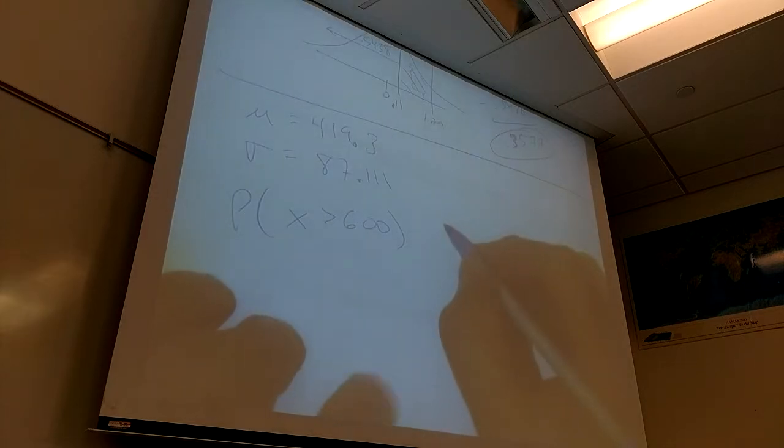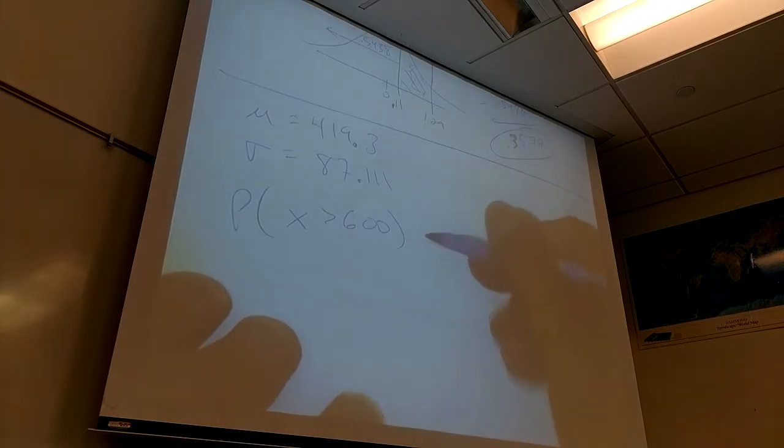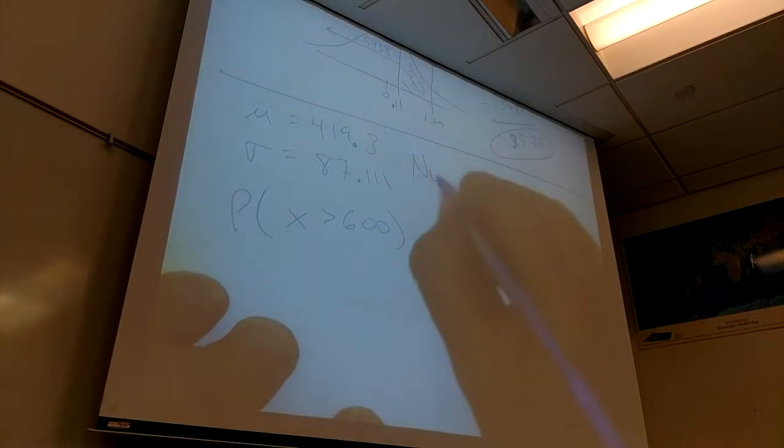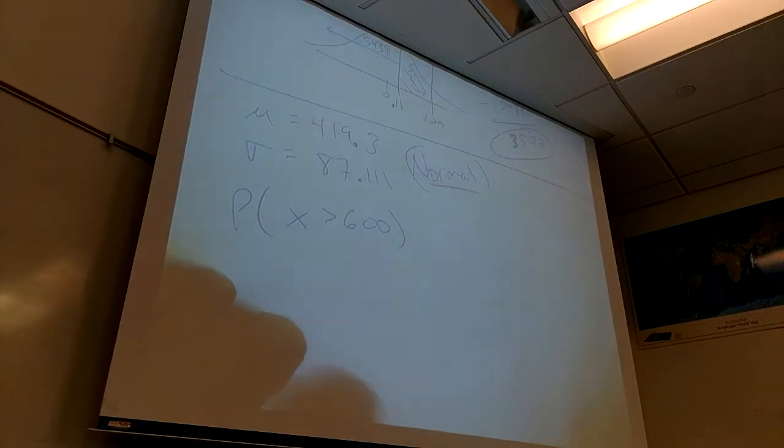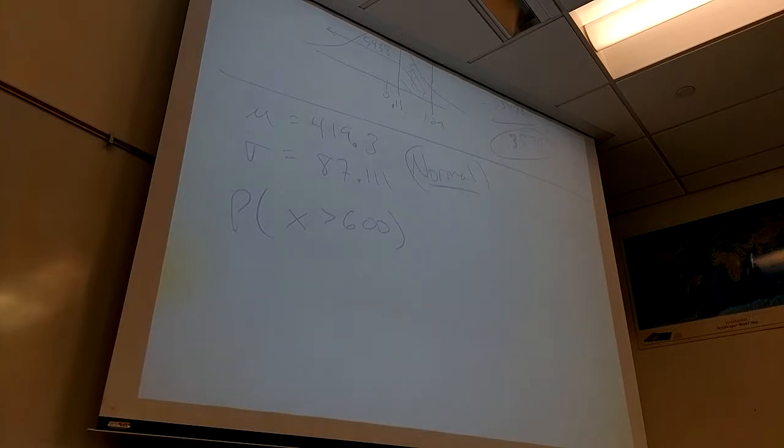And I'll tell you, what's the one thing I haven't told you yet that actually allows you to do this problem all the way? Yes, we'll say it's normally distributed. I have to be told it's normal, or I have to have a way of verifying that it's normal enough before I can use that z-score chart.